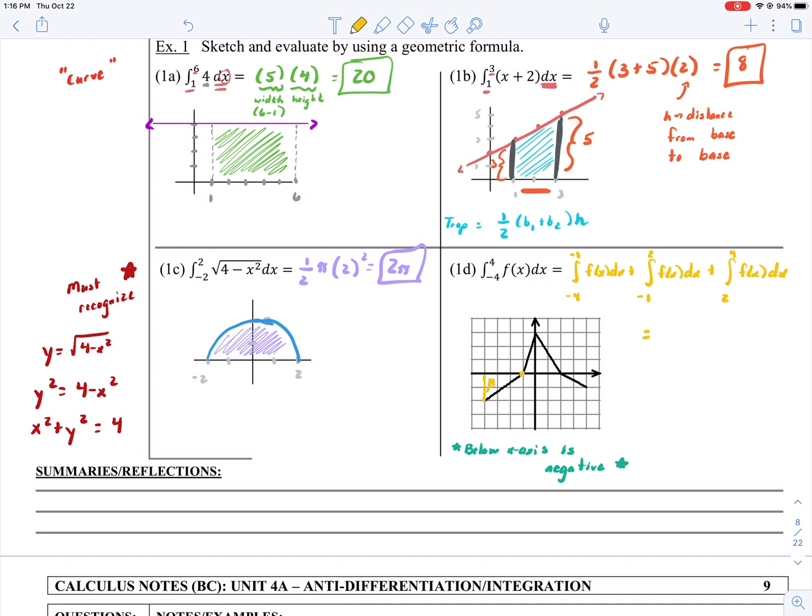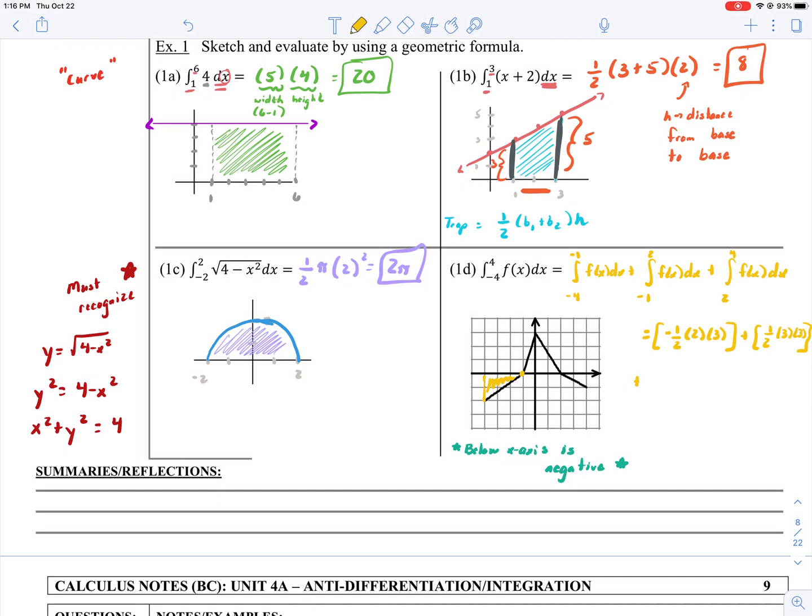-4 to -1. This is a triangle, simple enough. So I'm going to have negative, because it is below the x-axis. I'm going to say -1/2, and then the base is 2, and then the length there is going to be 3, right? So base times height of that triangle. Plus, now I'm going above the x-axis. So we're going to have 1/2. Base and height are both 3. Got to be careful trying to squeeze all that in there. Oh, not equals. Sorry, plus.